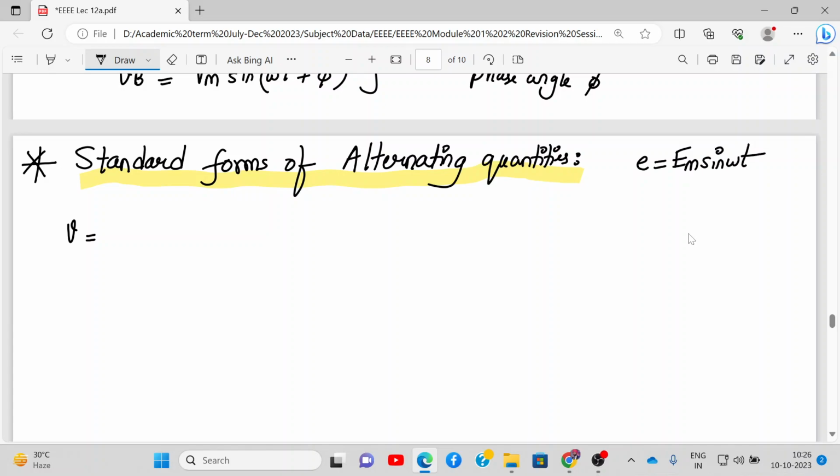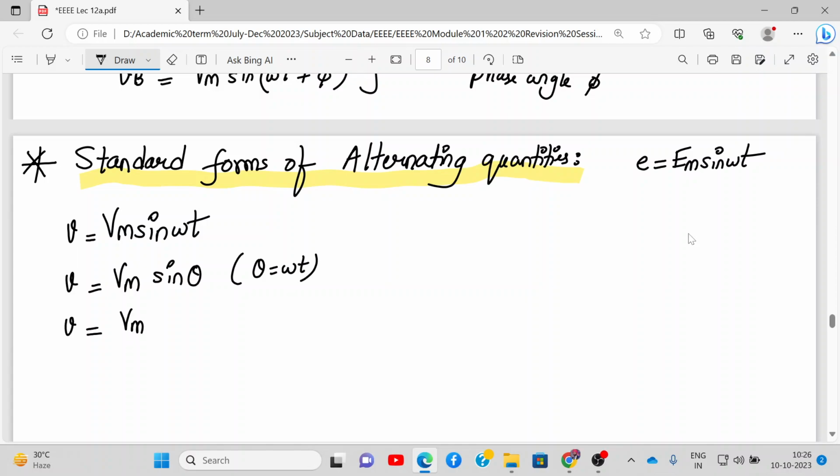Now for a voltage, it can be written as V is equal to Vm sine omega t, which can be written as V is equal to Vm sine theta, where theta is equal to omega t. Now this can also be written as Vm sine, what is omega t? 2 pi f t.